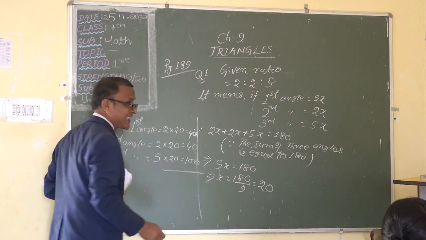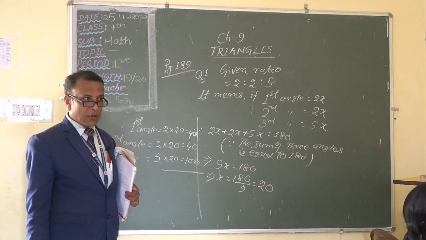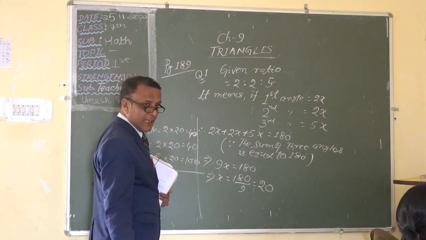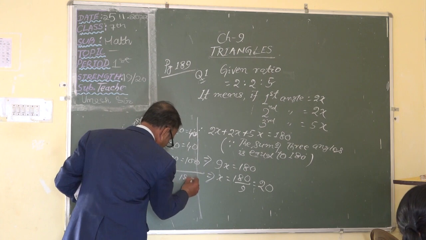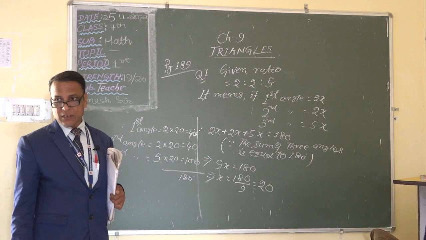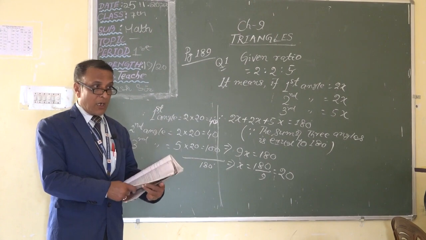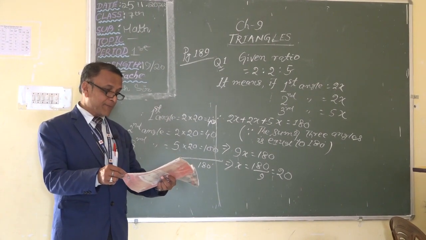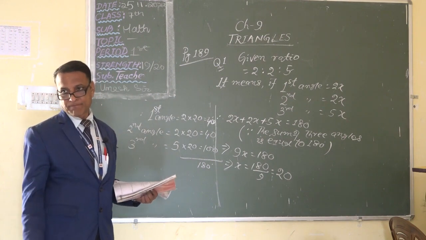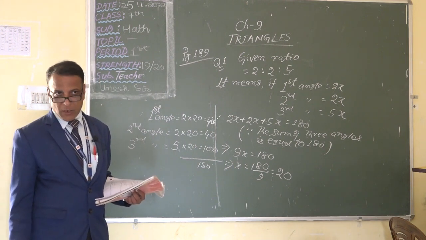Now you add, for your checking whether you are correct or wrong, for your confirmation, you add all this. Is it becoming 180 degree? Yes, so you are correct. Your work is correct. Your answer is correct. So, like this, when the ratio of the angles is given, then we can find the value of the angles. Okay.